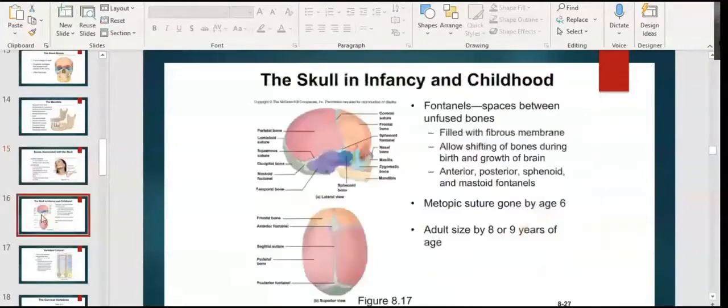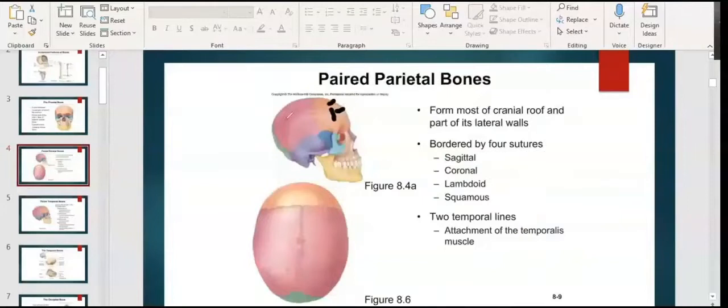If we look at the frontal bone and the parietal bone, are they connected? Yes. By what? By this joint right here. What is the specific name of this joint? This is going to be a suture. And that's what you see right here.